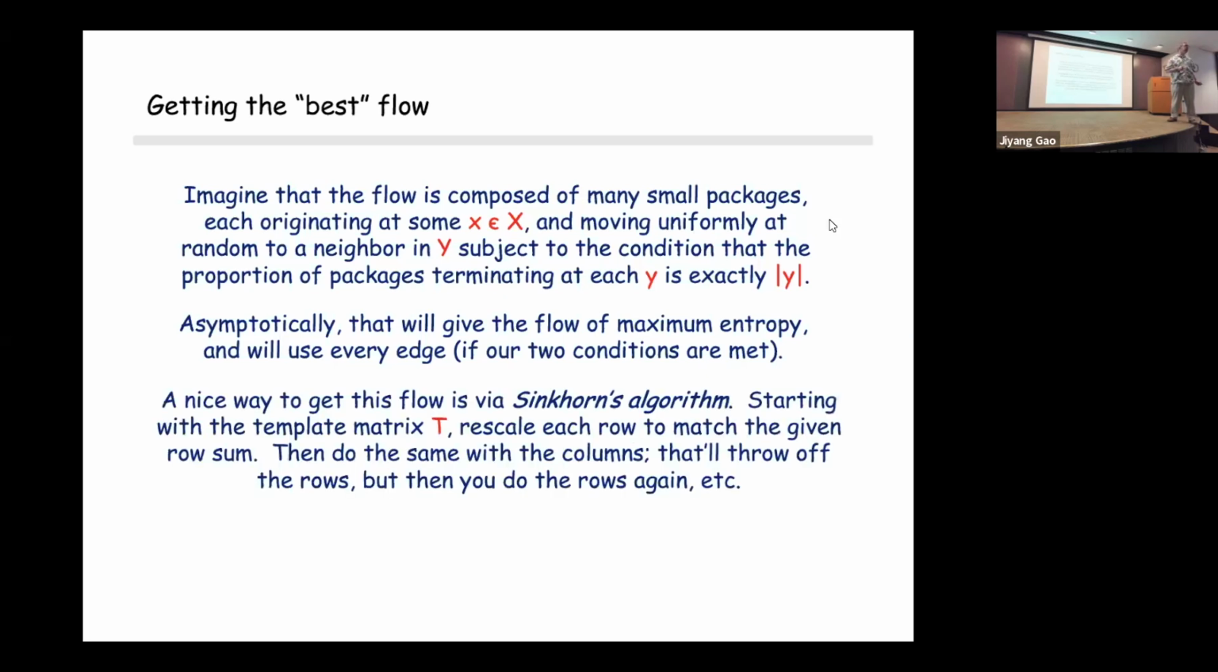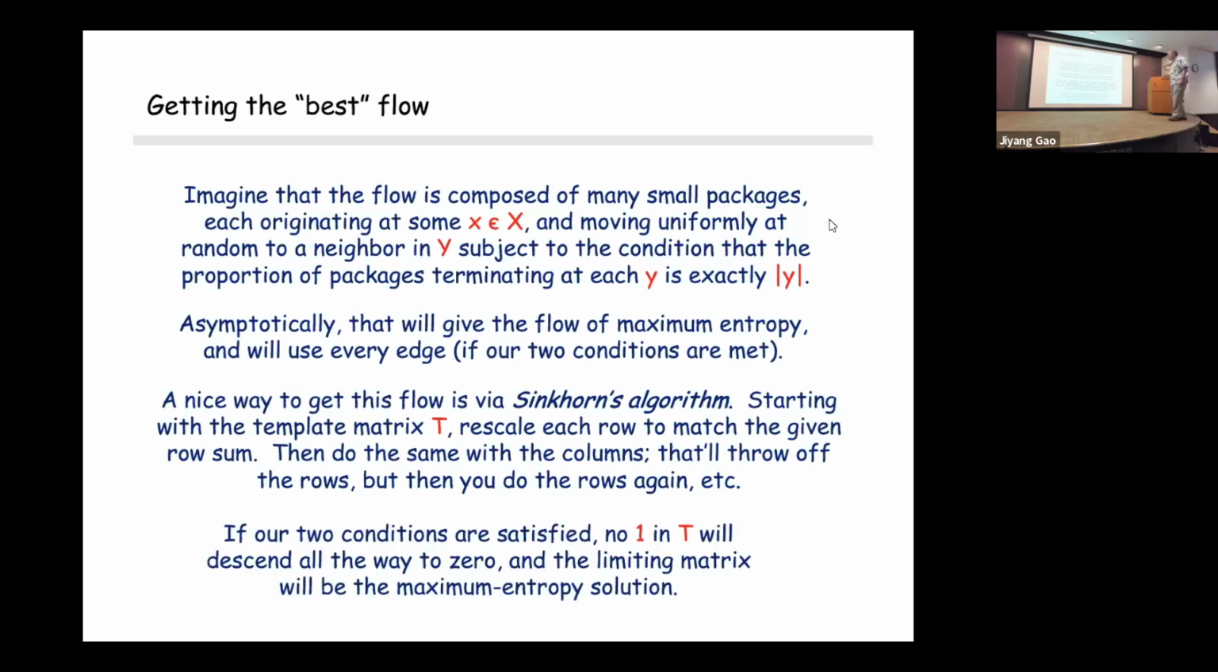Nice way to get the flow is by something called synchronous algorithm. And I see some nods like this. Yeah, it's a very nice algorithm where you try to balance all the rows and then try to balance all the columns that unbalances the rows. But it's provable that under these conditions, this converges actually pretty fast to this correct entropy maximizing distribution.